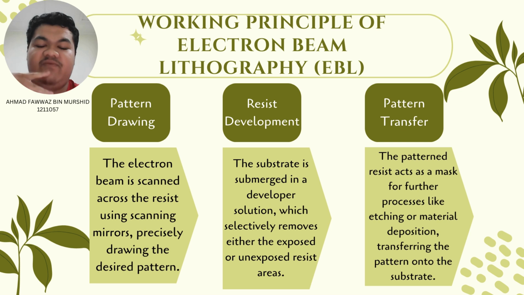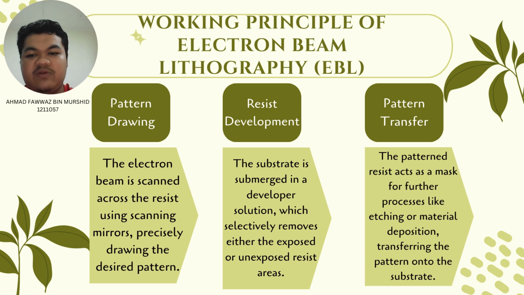There are two types of developer solution, and it depends on the type of electron beam resist. For positive electron beam resist, the exposed area becomes more soluble in developer solution. A common developer for positive resist is tetramethylammonium hydroxide, and also a methyl isobutyl ketone and isopropyl alcohol mixture. This mixture is often used for developing certain positive resists like PMMA, which is polymethyl methacrylate.